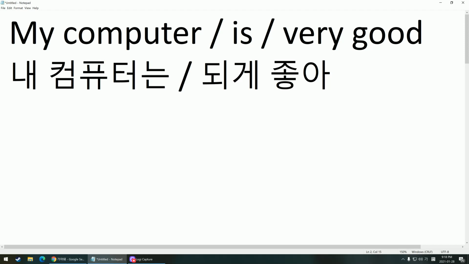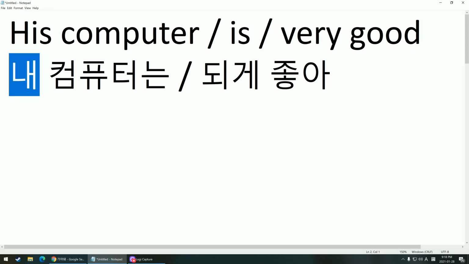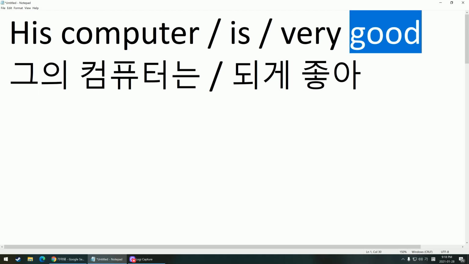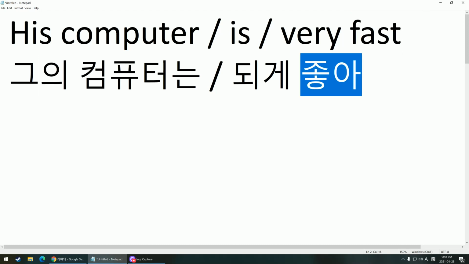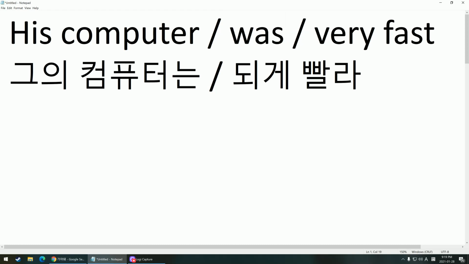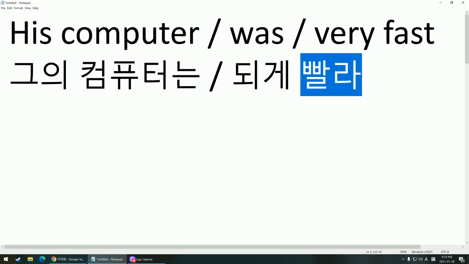How would you say his computer is very fast? His, instead of my. Well, "his" is 그의 컴퓨터는 very fast. So fast is 되게 빨라. Very fast. Oh, here's something interesting. In English, if you want to change "is" into "was," how would you do that in Korean? Well, this last word becomes past tense.